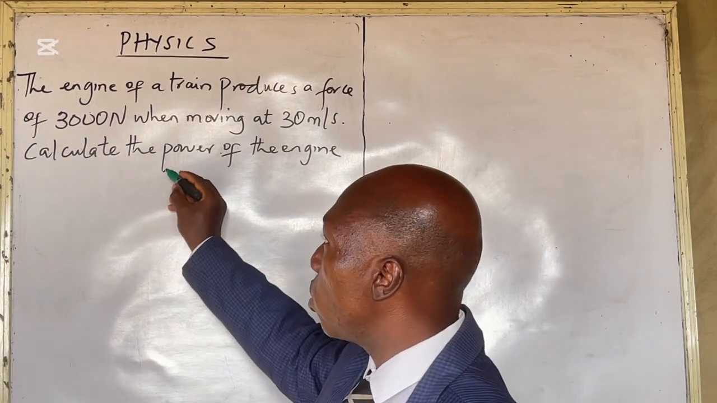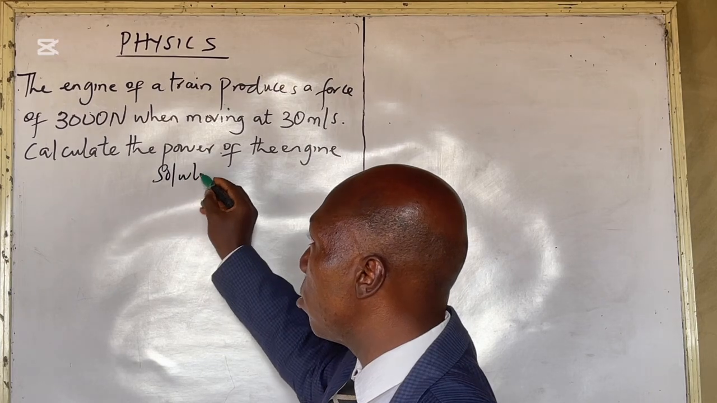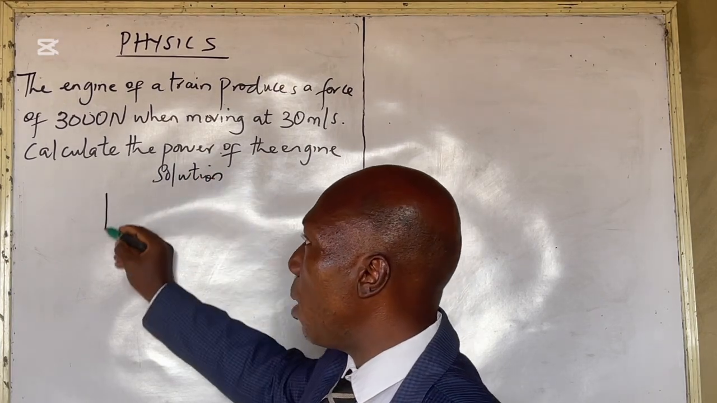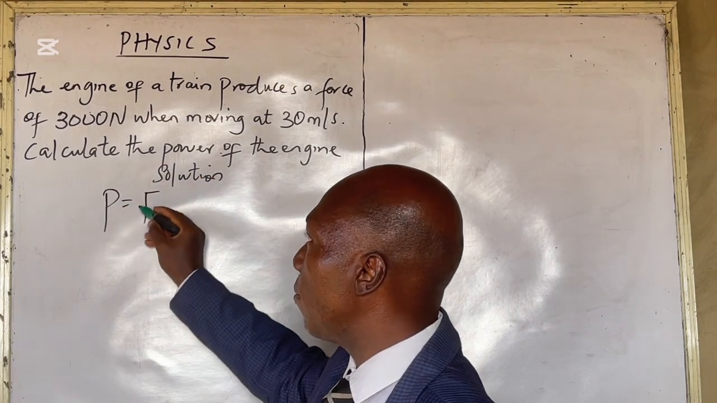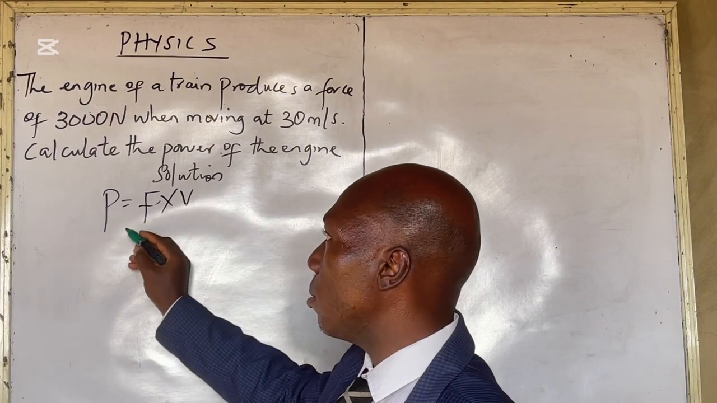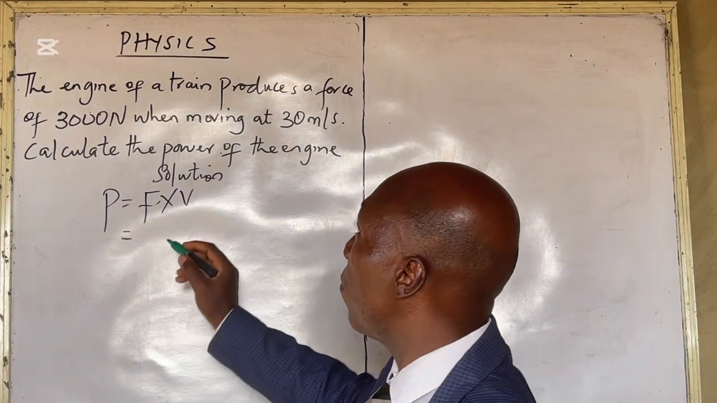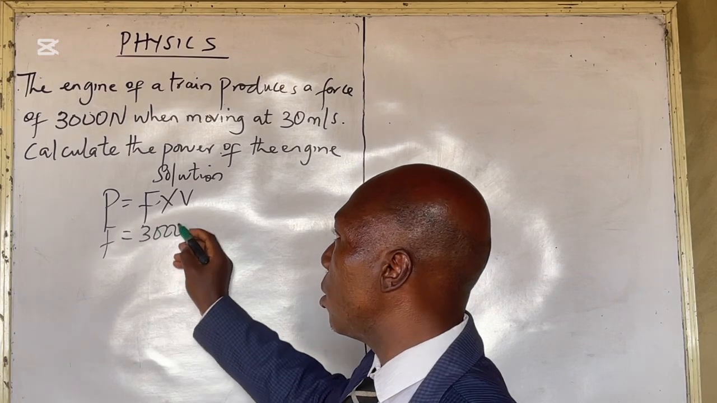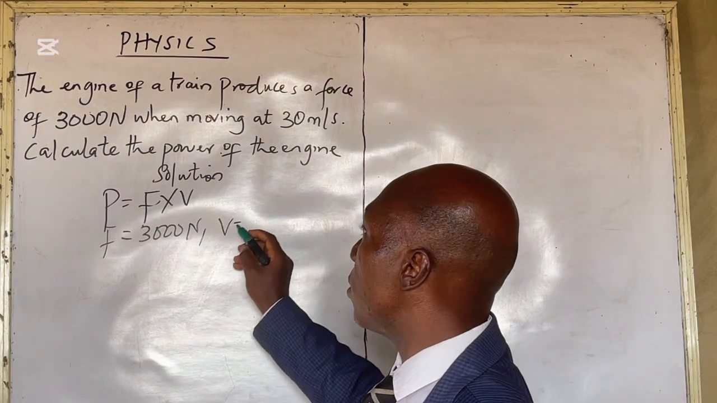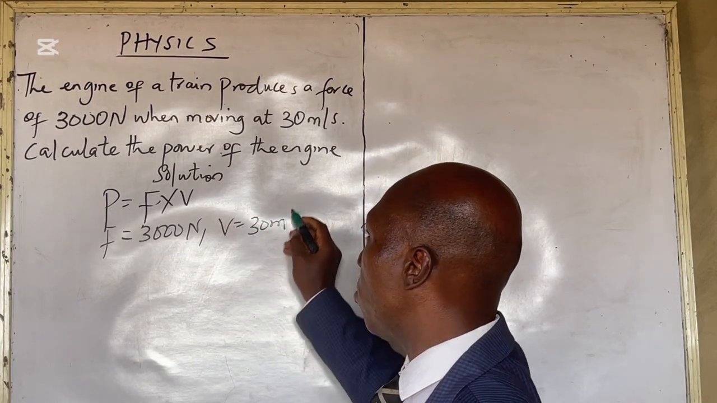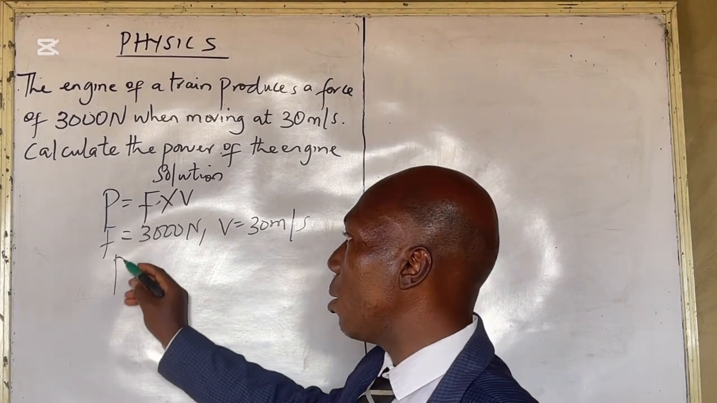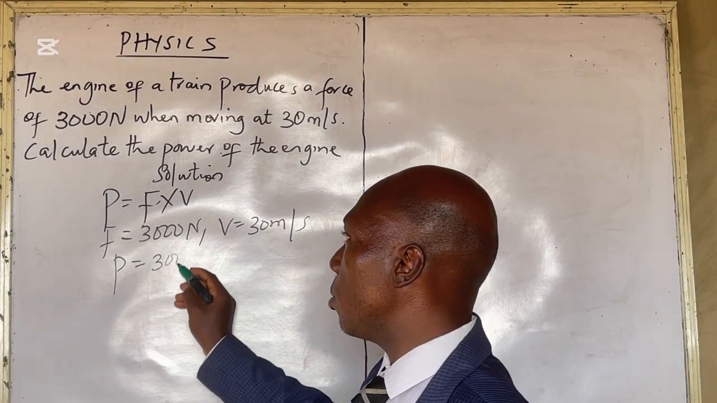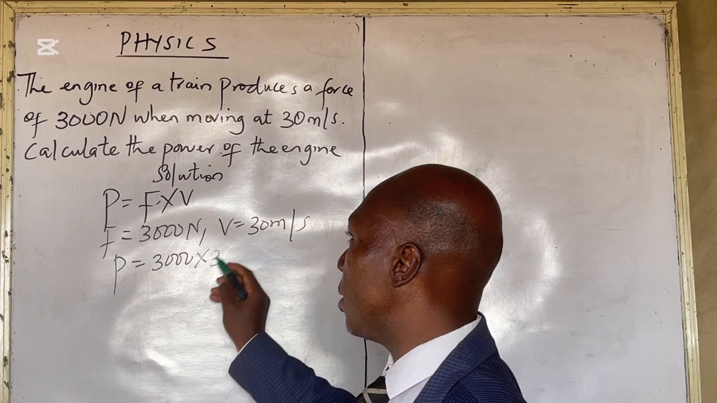So, solution: the power of the engine, power P, is F times velocity. So, our force in the question is 3,000 Newton. Our velocity is 30 meters per second. So the power will be 3,000 times 30.